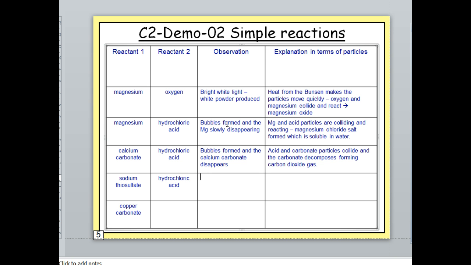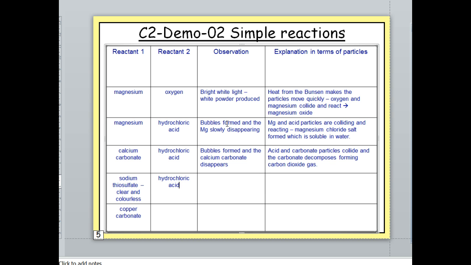Sodium thiosulfate and hydrochloric acid, well, these are two clear colourless solutions, and we don't really see anything happening straight away, and it looks like there is no reaction, so that's clear and colourless, and that's also clear and colourless. But if we give it 30 seconds or so, we do start to see it turning slowly cloudy, and over the course of a minute or so it goes very cloudy, and we get an opaque solution. So no observed reaction to start.